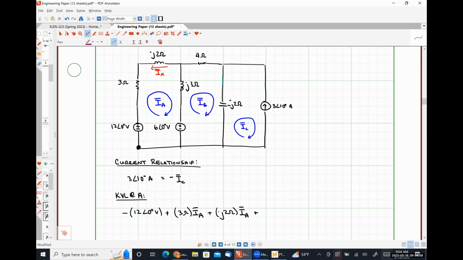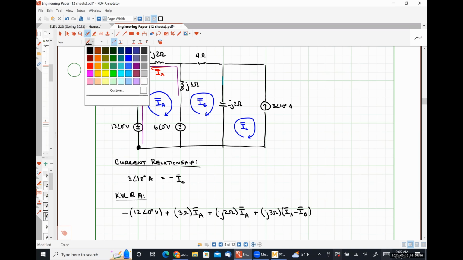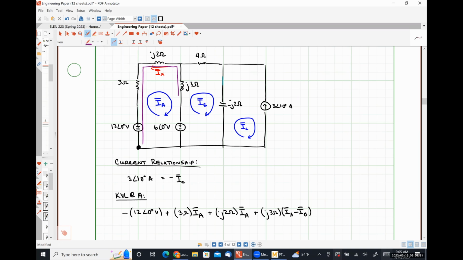So at this point, we've gone through the 12-volt source. We've gone through the 3 ohm resistor. We've gone through the 2 ohm resistor. And now we're coming down this way. So we're going through the J3 ohm inductor, right? Exactly correct. IA minus IB. So the total current flowing through that one element is the difference of those two mesh currents. Exactly right. And then we see what? +6 angle 0. Absolutely right.